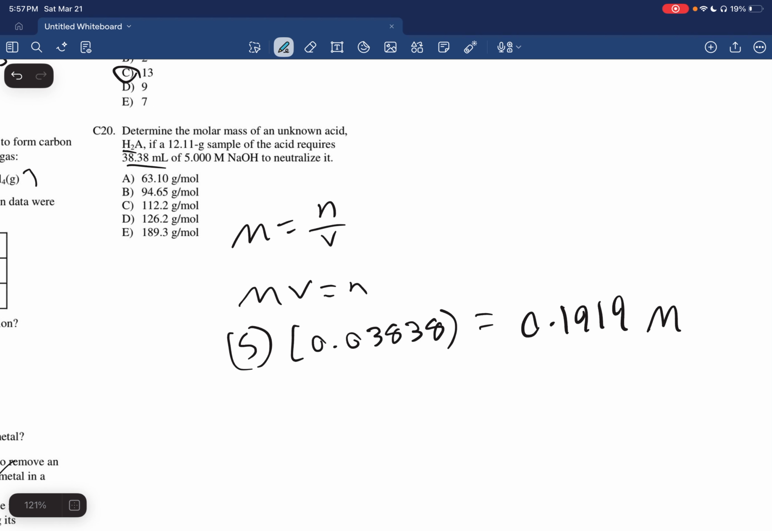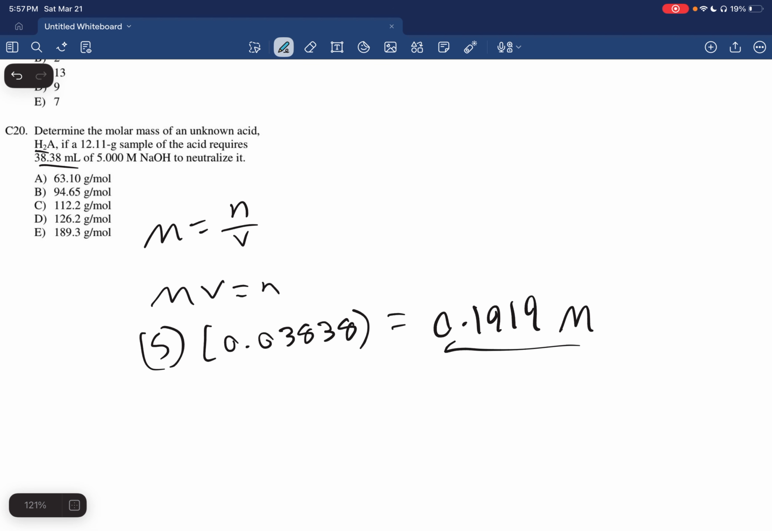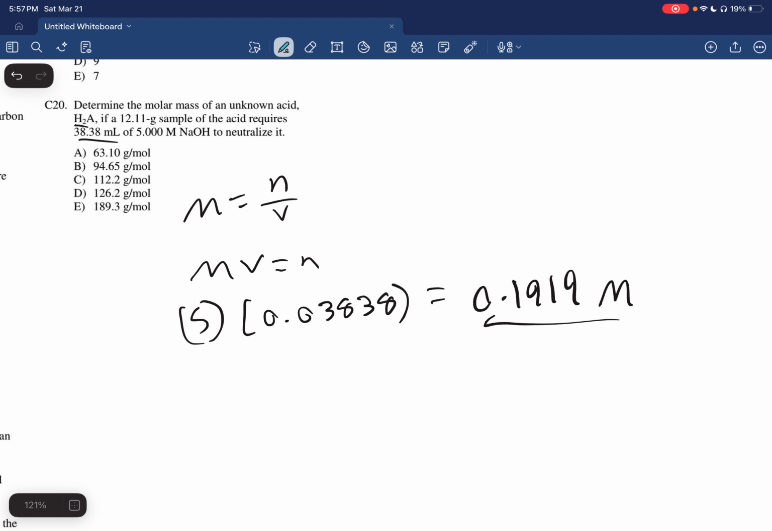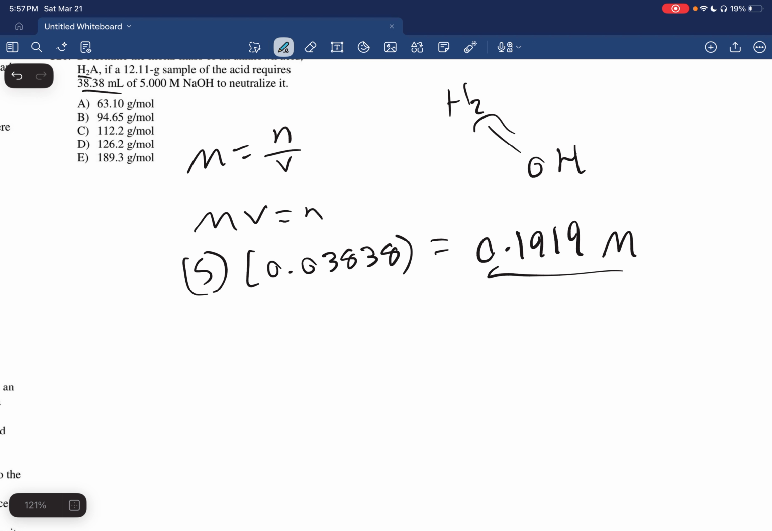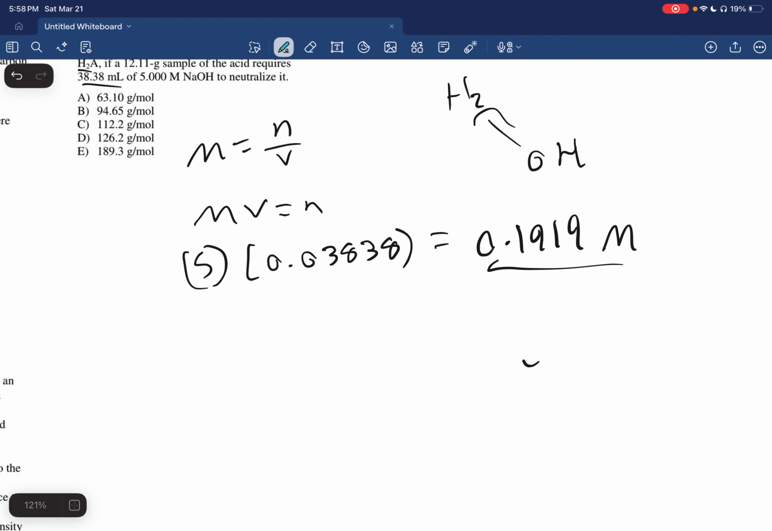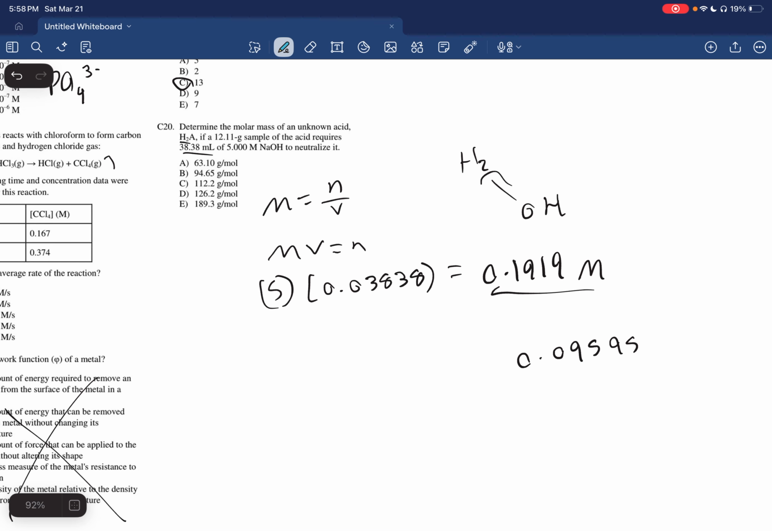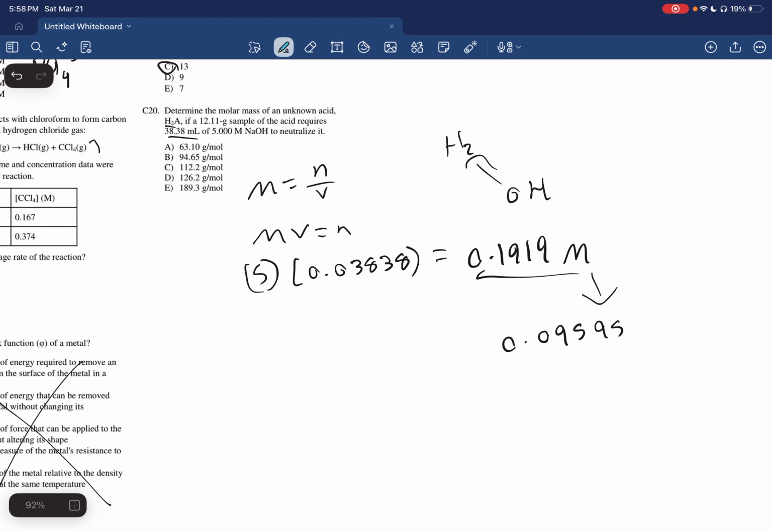But you need to see that this acid here is diprotic, which means that each acid molecule reacts with 2 hydroxide ions. So the moles of acid is actually going to be half this amount, because we have H2, so we need twice as much hydroxide to neutralize it. So we need to divide this by 2, because that's the amount that we actually neutralized. If we divide that by 2, we're left with 0.09595, and that should be the moles of our acid.